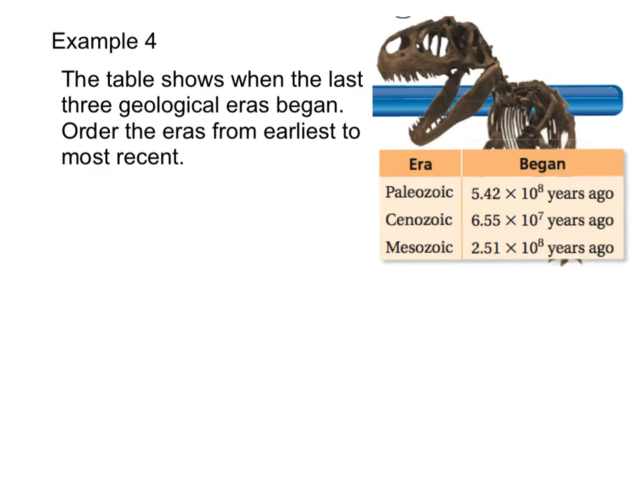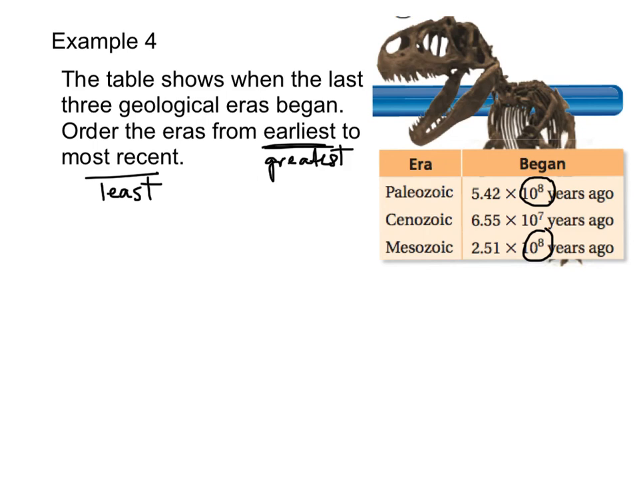If we're finding the earliest, we look to see which one would be the oldest, which one of these numbers would be the greatest. So the earliest is going to be the greatest number, and the most recent is the least big number. Let's start with the greatest number. Since 10 to the 8th and 10 to the 8th are both the same, we know those two numbers are going to be the greater numbers.